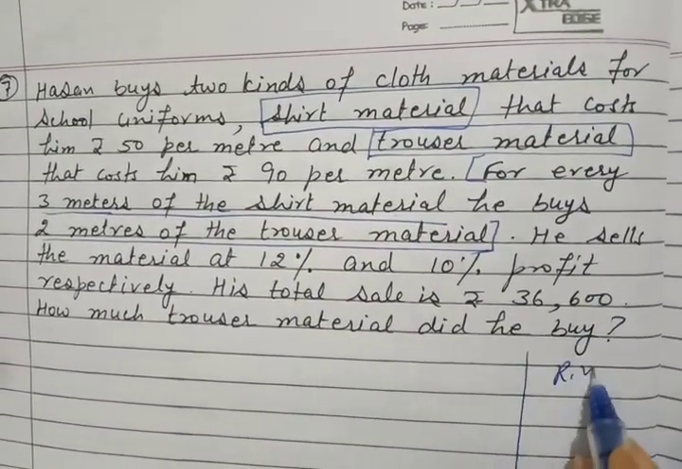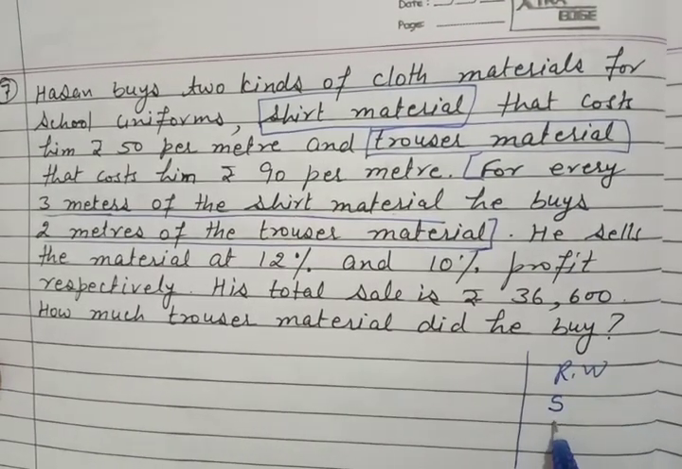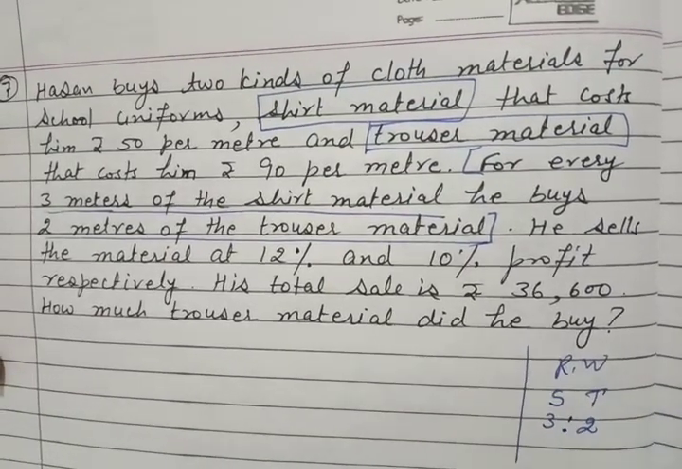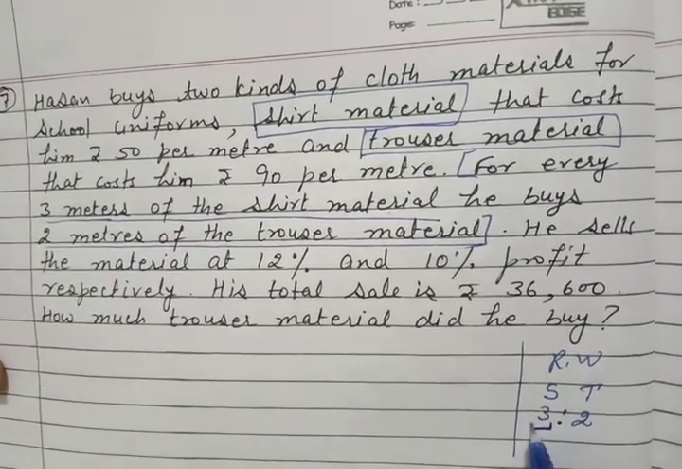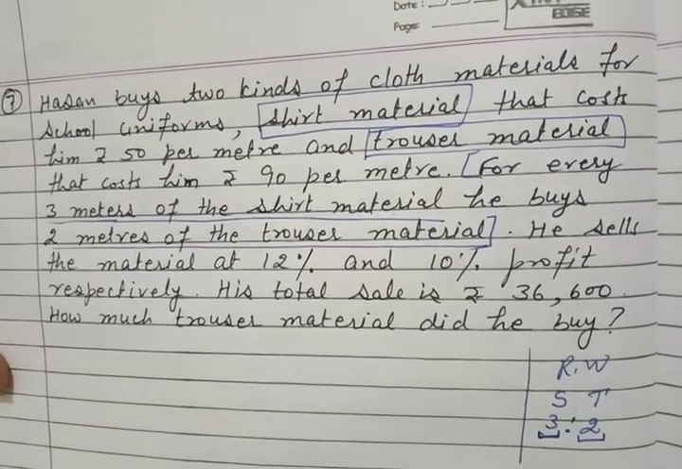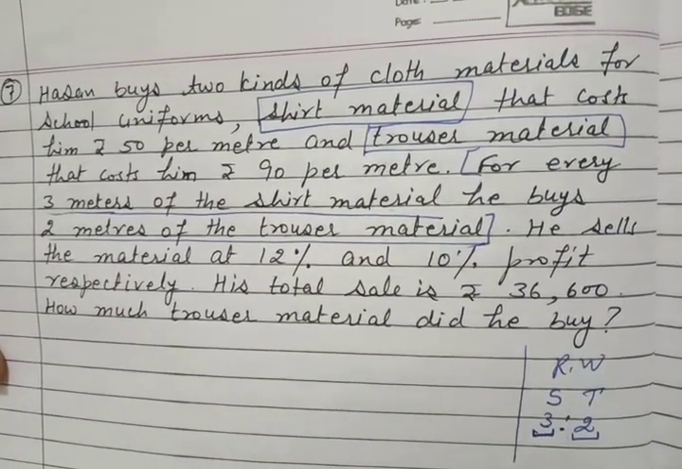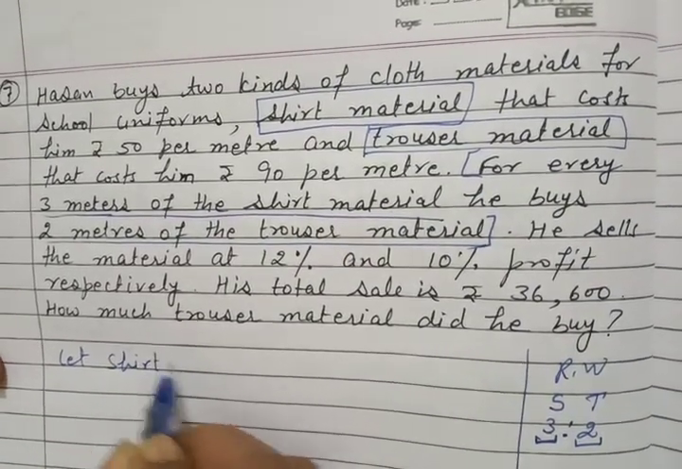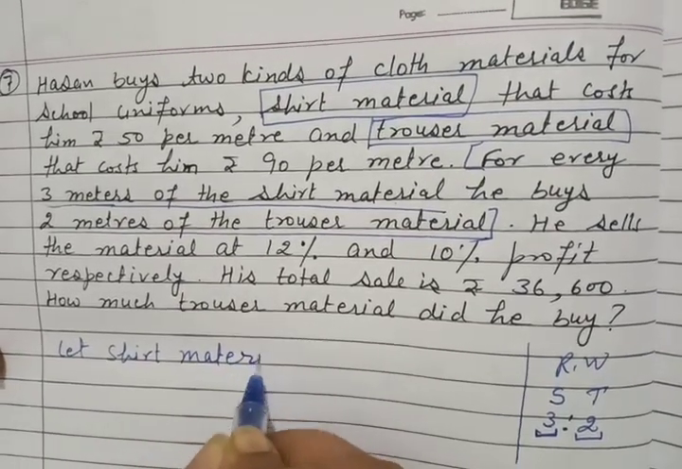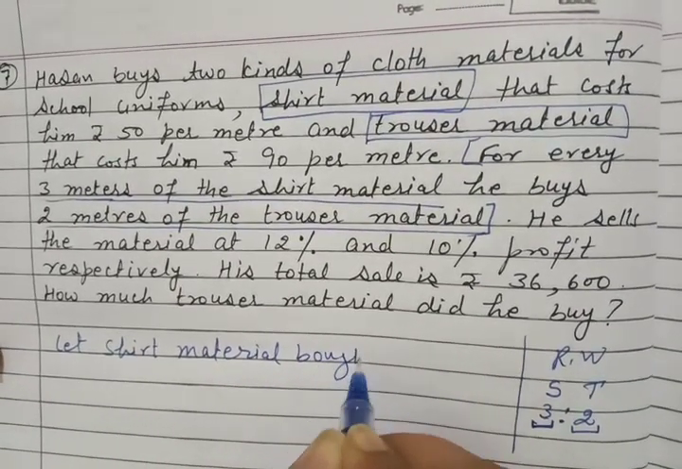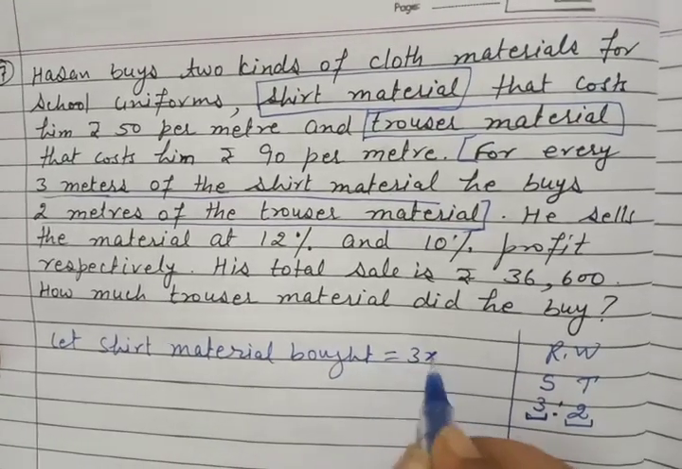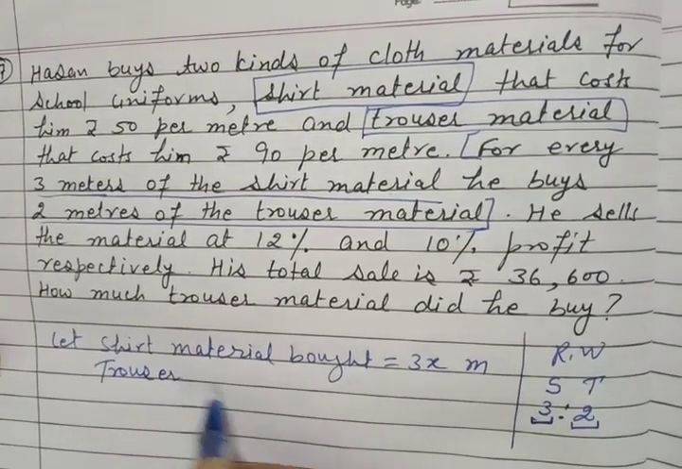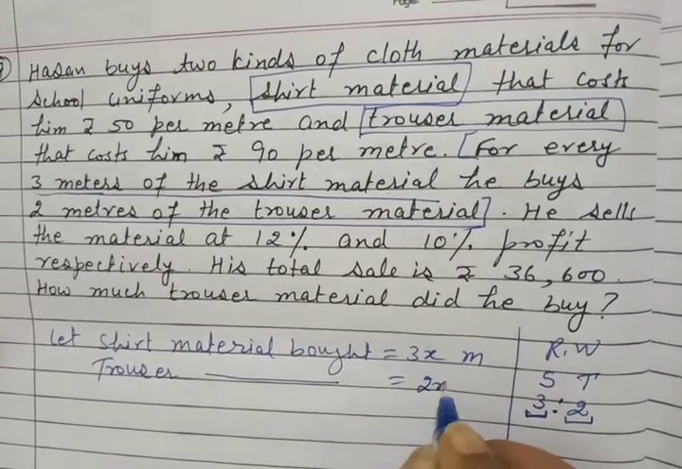In rough work, I am telling you that if we consider shirt as 3 and trouser as 2, then this ratio is given. For every 3 meters of shirt, Hassan buys 2 meters of trouser. So this is in the ratio. So we'll write, let shirt material bought be equal to 3x meters and trouser material bought be equal to 2x meters.